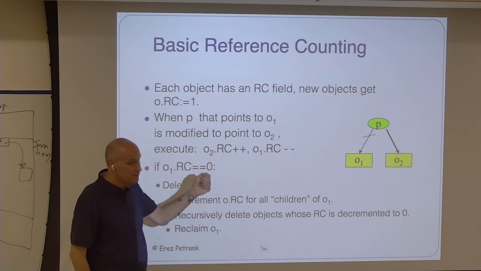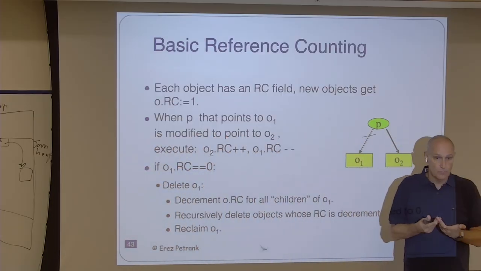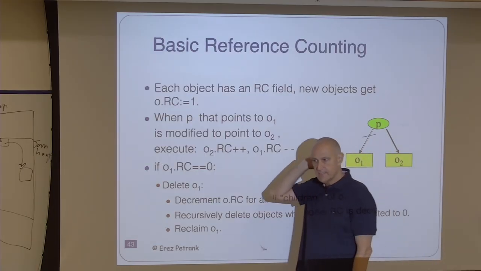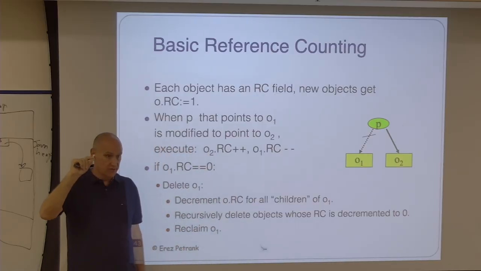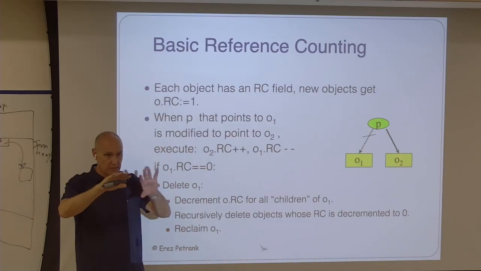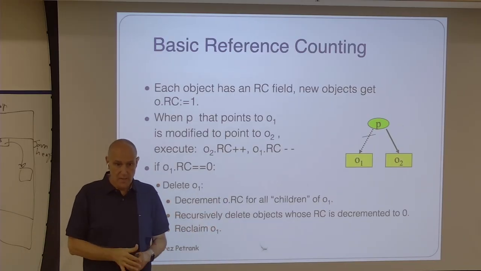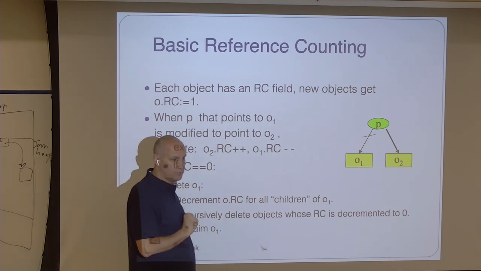So maybe there's a big tree or big data structure in your program, and you just change one pointer, and it makes the root of this data structure become reference count 0, and then you're going to recursively free all these objects. This is going to take a lot of time. So sometimes just changing a pointer will take a lot of time when you run your program.